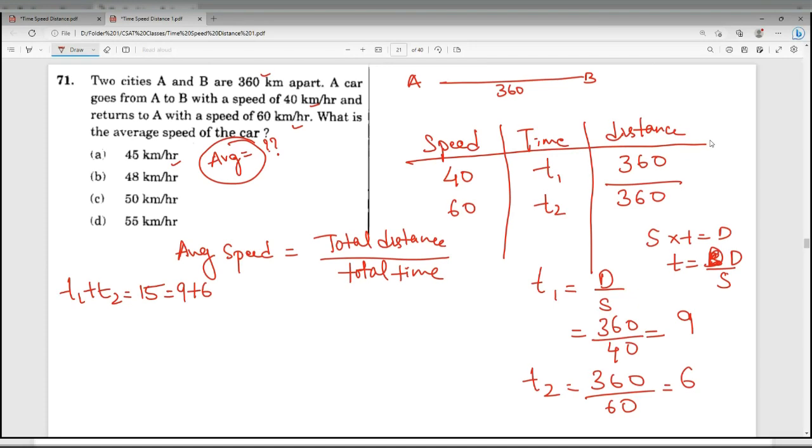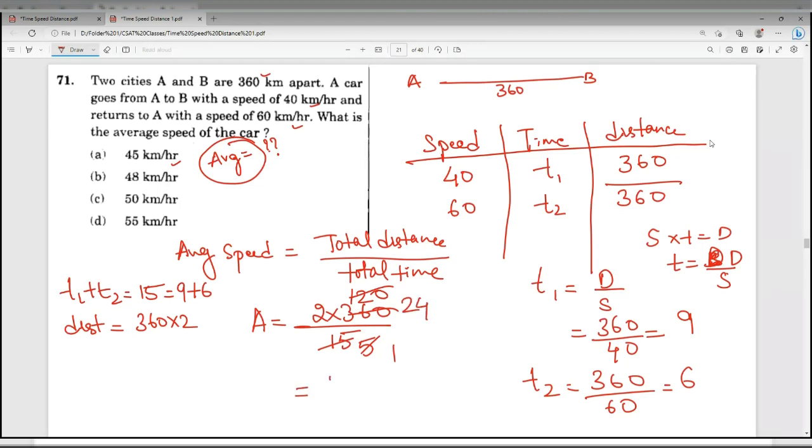In total, distance is equal to 360 into 2. So we have average speed is equal to 2 into 360 divided by 15. Simplifying, we get 48. The average speed is 48 kilometers per hour. The correct answer is option B.